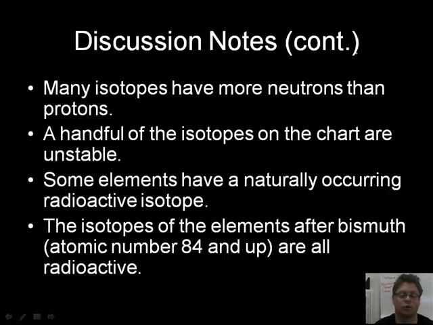Many isotopes have more neutrons than protons. Isotopes of elements after bismuth are all radioactive. So anything after 84, it's radioactive. That's a radioactive zone we played with in the game.